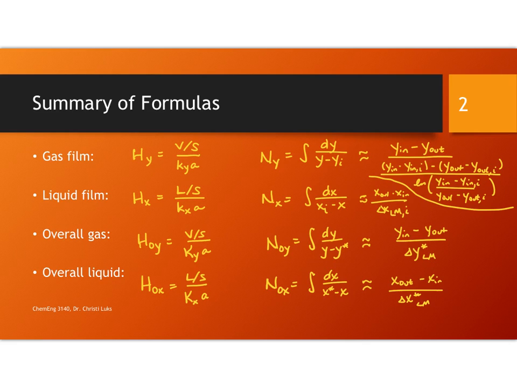As a reminder, these are our formulas. This is a selection of the possible formulas for calculating the height and number of theoretical units based on film coefficients or overall gas or liquid mass transfer coefficients. We have the integral form, which is exact, and then we also have an approximation based on delta y or delta x log mean that can be used whenever our operating line and equilibrium curve are both approximatable as a straight line.